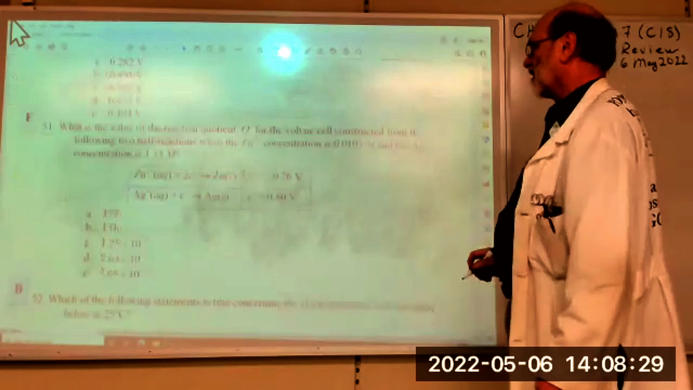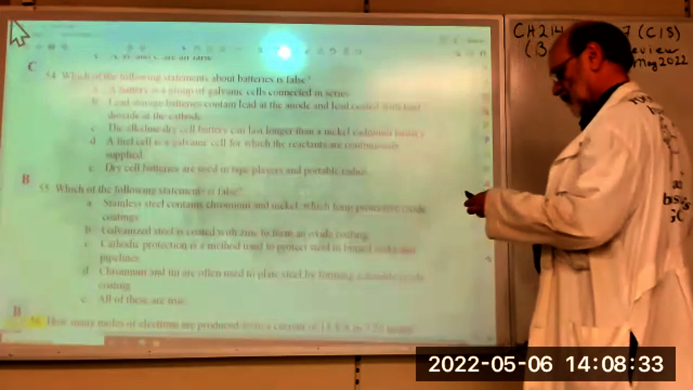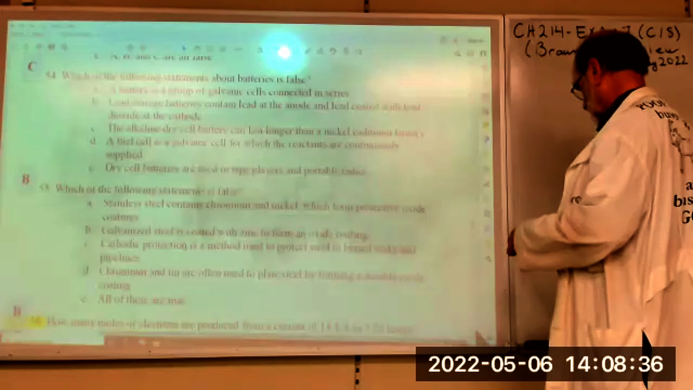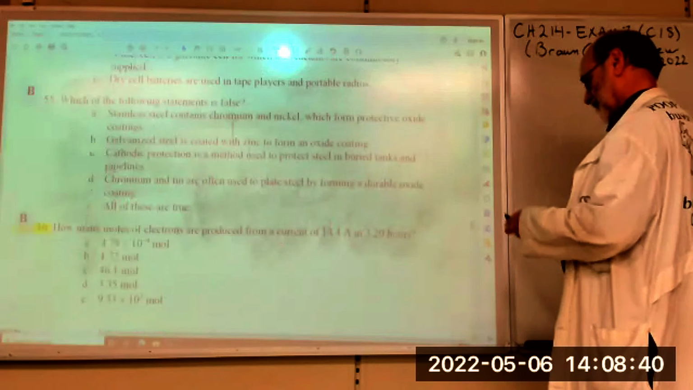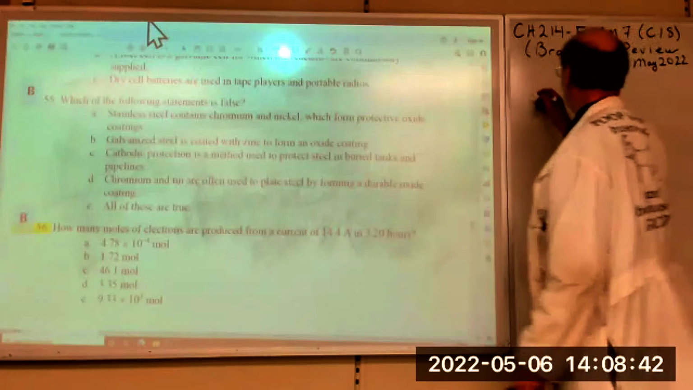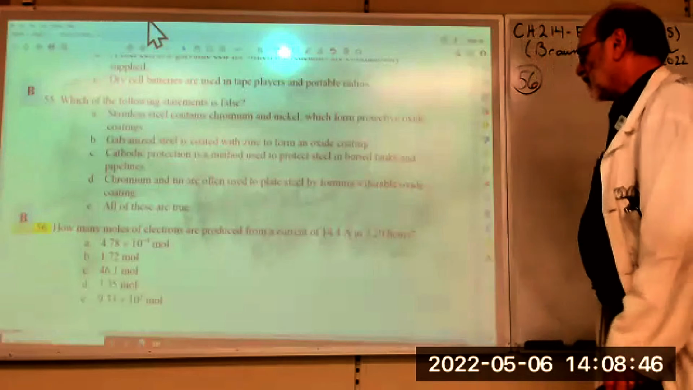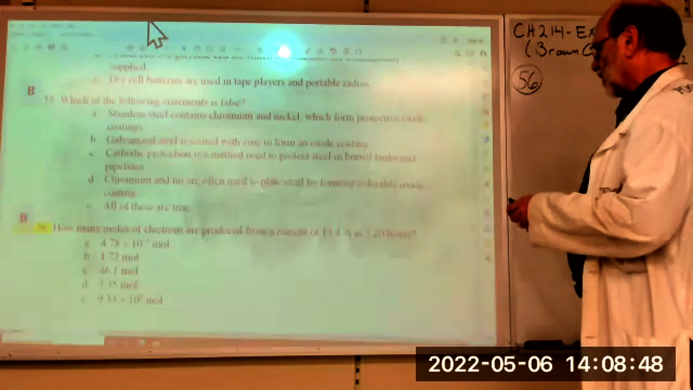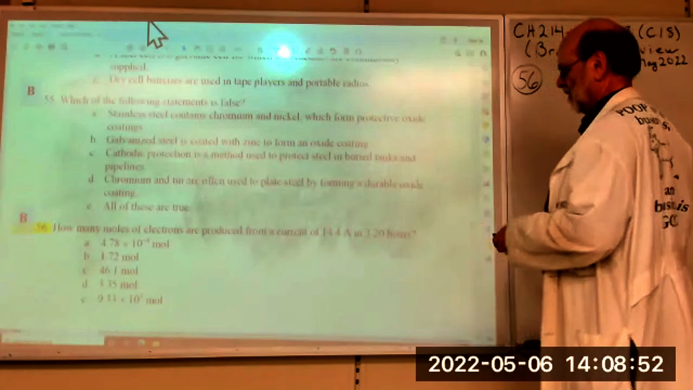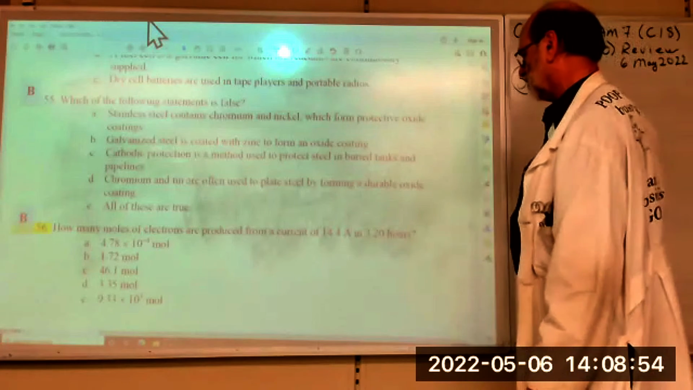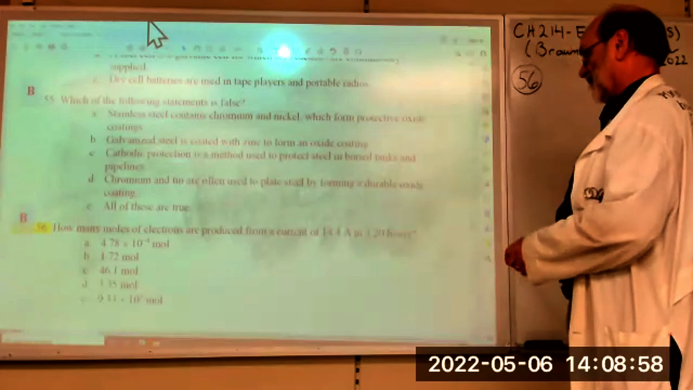Okay. 56. I have to scroll down a little bit. How many moles of electrons are produced from a current of 14.4 amps in 3.20 hours? This is unit conversion. How many moles of electrons?